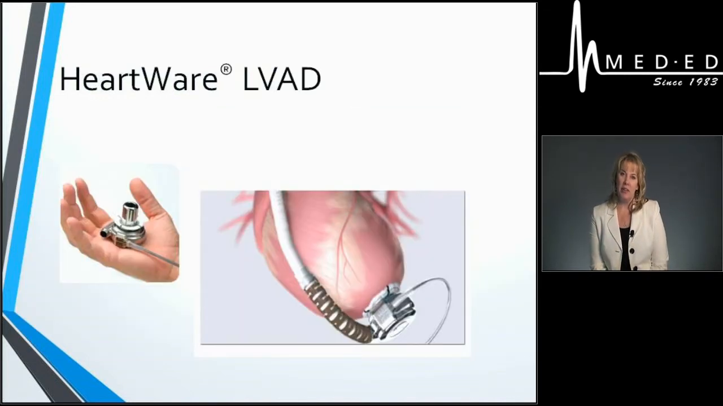HeartWare is also another ventricular assist device, and it is also implanted in the apex of the left ventricle. This device, as you can see in the picture of the hand, goes directly into the left ventricle, into the apex. They core the apex, put the device in, and it pulls directly from the left ventricle, and then the cannula goes directly into the aorta. So again, it's pulling right out of the left ventricle and pumping it directly into the aorta to support systemic perfusion.